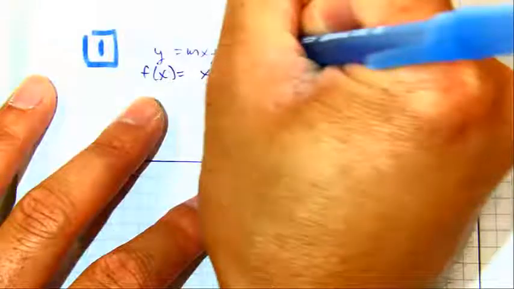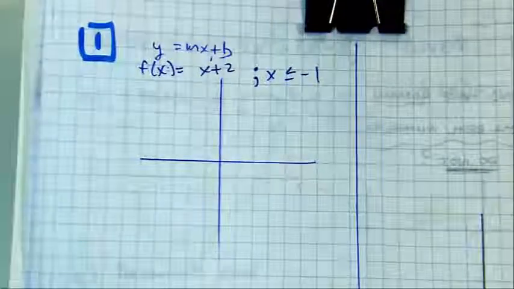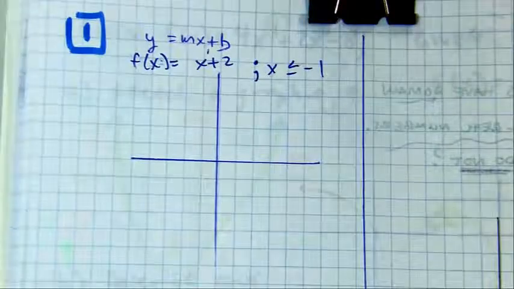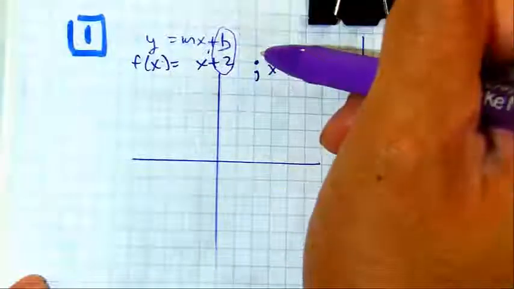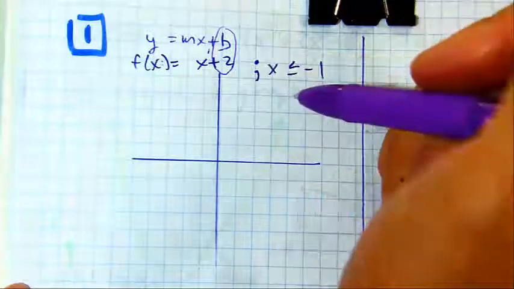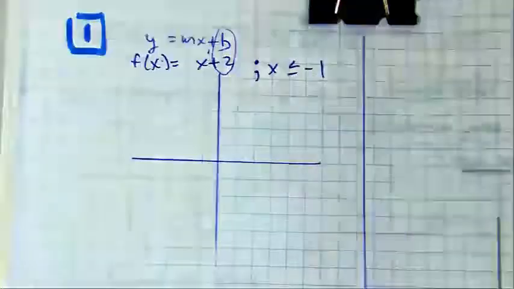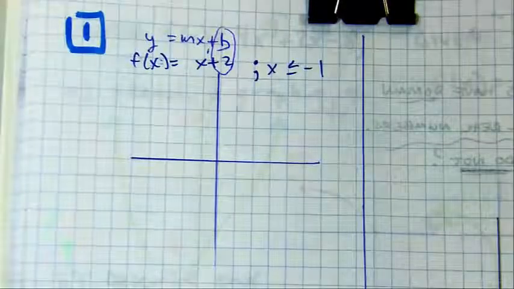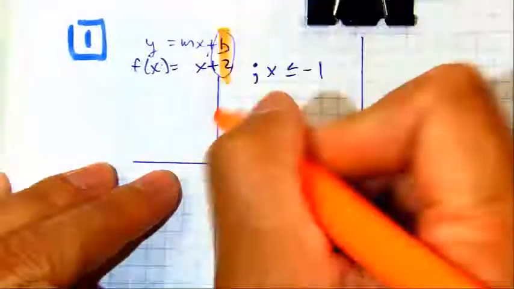Raise your hand if you've heard of that before. Okay? What does it tell us? This b is the y-intercept, or the beginning, where you start. Put your finger at 2 on the y-axis. Let's color code it. Right there.